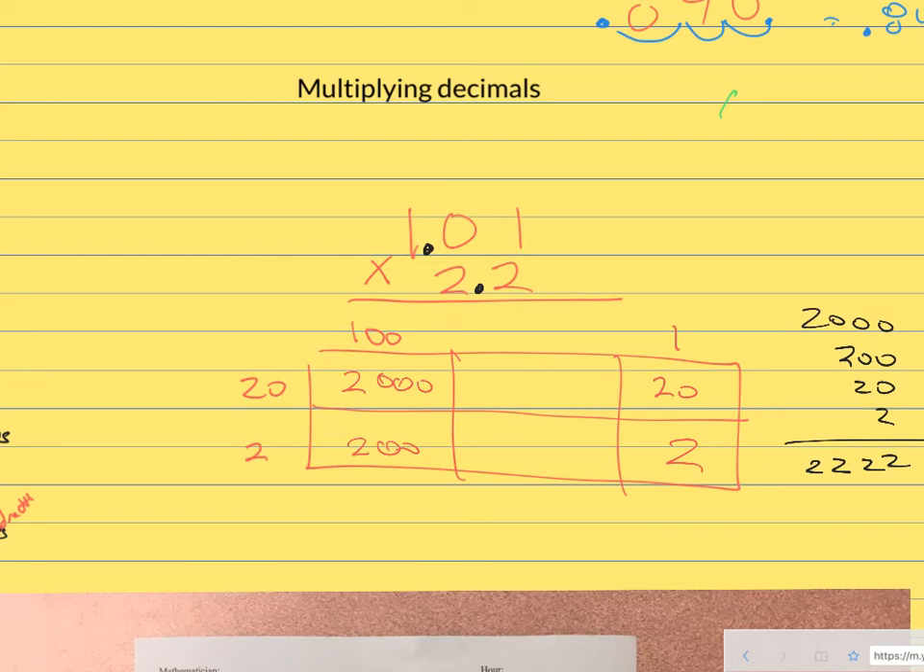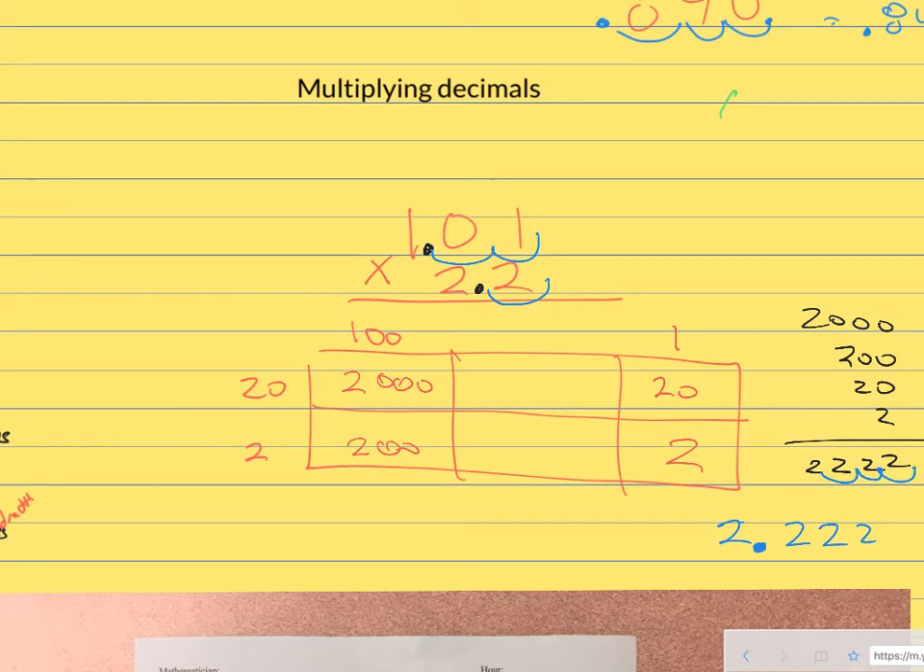Now, if this was a decimal, let's just say that was 1.01 and 2.2, I would count over the places. 1, 1, 2, 1, 1, 2. The answer would be 2, 2, 2, 2 with a decimal right after that first 2. 2 and 222 thousandth.